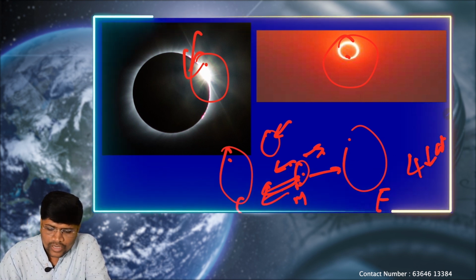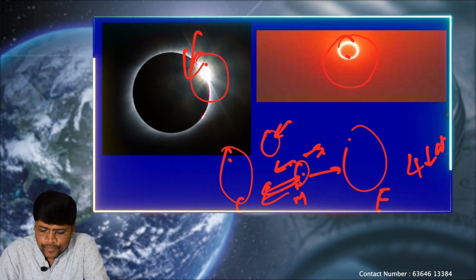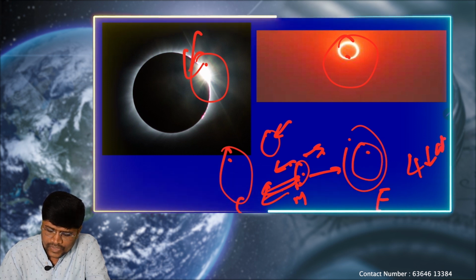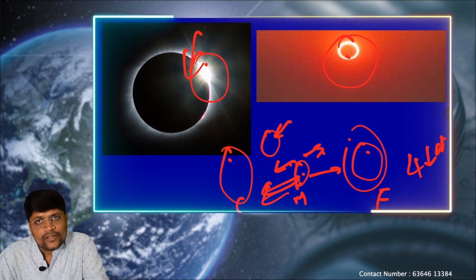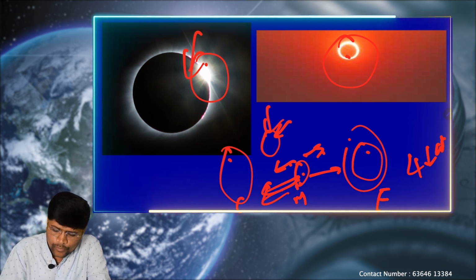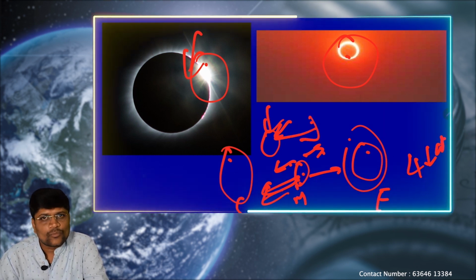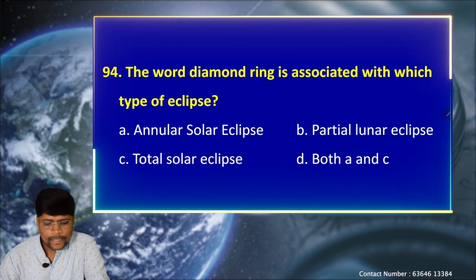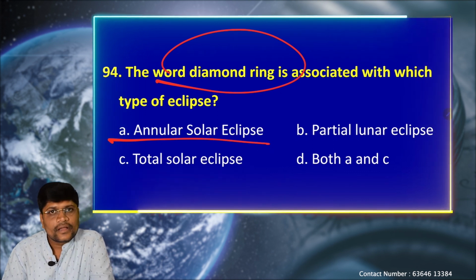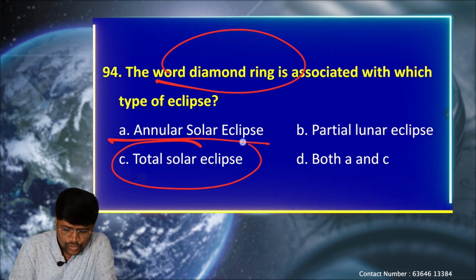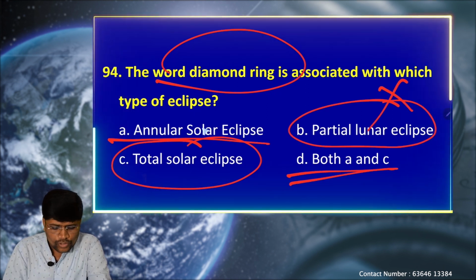The diamond ring concept applies to both the total solar eclipse and the annular eclipse. When the moon appears as a ring on the sun surface, we call it the diamond ring concept. That is possible only when the moon is a bit far away from the earth. But when the moon is very close to the earth, the moon completely blocks the sun. So here the question is, the word diamond ring is associated with the types of eclipse. Certainly there should be an annular eclipse and a total solar eclipse. In the partial lunar eclipse we cannot. So the option is B, both A and C.